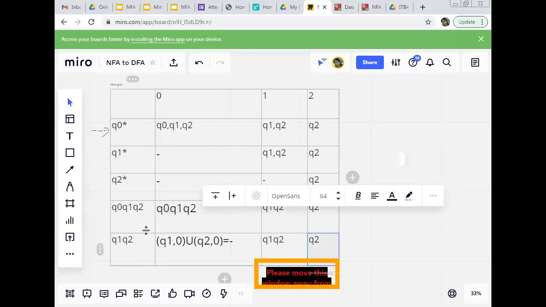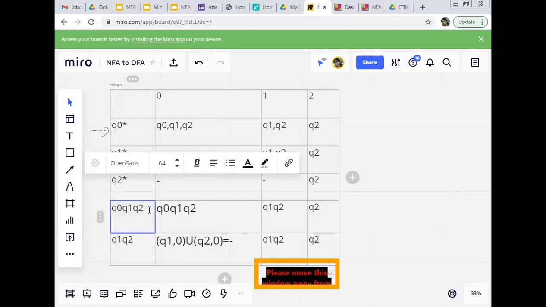Fine. Now, we have to see, is there any final state here? So, how to find it? We have to check which is the final state in our NFA. Yahan to Q0, Q1, Q2, tino hai. Okay. So, if that final state is in this combination, then that becomes a final state.